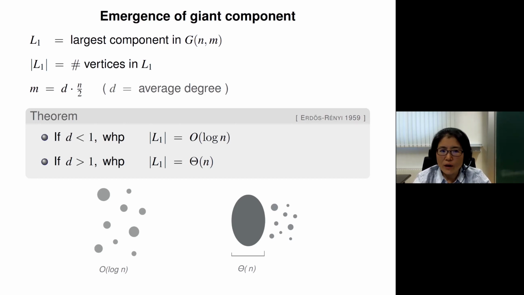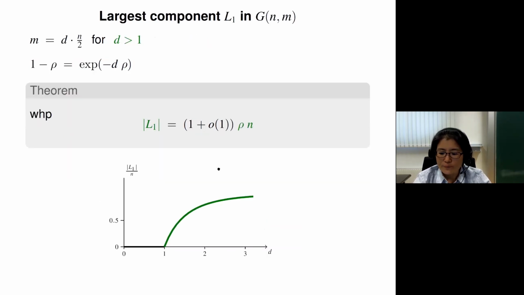Namely, via the coupling with the Galton-Watson tree. So the same setting, m is d times n over 2, when the average degree d is larger than 1. Now let rho be the unique positive solution of the transcendental equation 1 minus rho is equal to exp of minus d times rho.